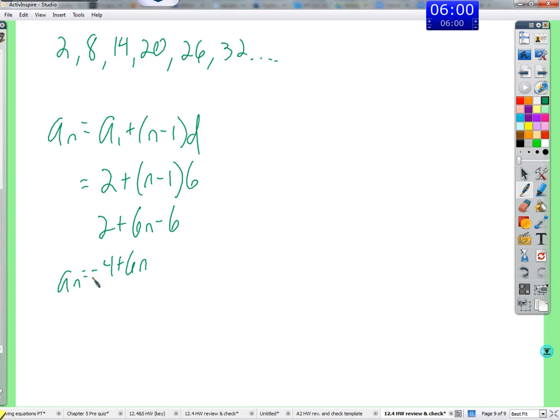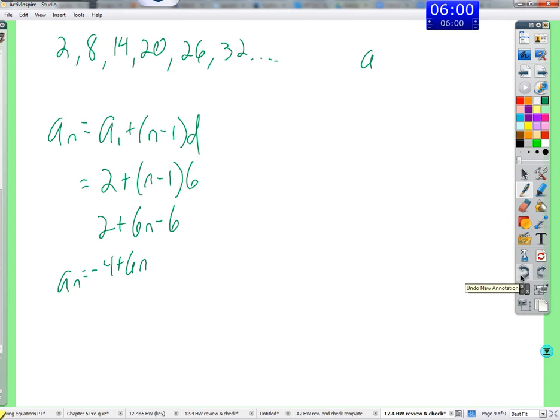Okay, so here's what this rule allows you to do. It allows you to go all the way out to a sub whatever. Let's say it's a sub 100. You take 100, you put it into the rule, the formula, and it tells you what the 100th term is. That's a good deal.